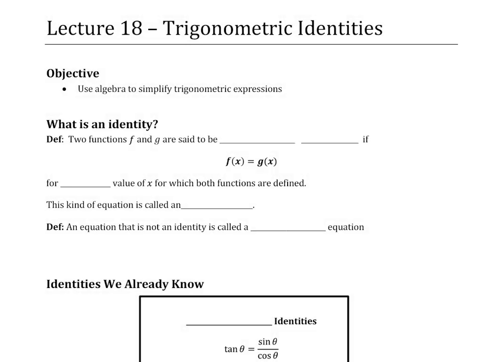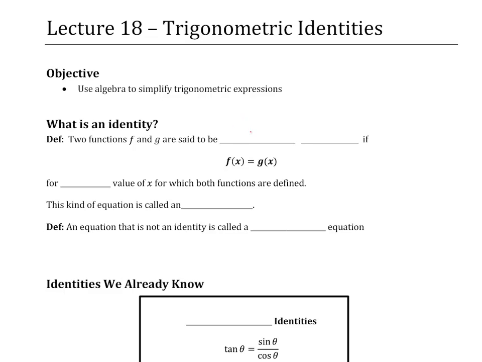In Lecture 18, we're going to begin looking at trigonometric identities. To begin with, we're going to start by just understanding some of the basic manipulations that we can do with algebra to our trigonometric expressions. And then moving on from this lecture, we'll begin looking at how we prove or establish the truth of an identity. But to talk about identities, we need to begin by defining what we actually mean by that terminology.